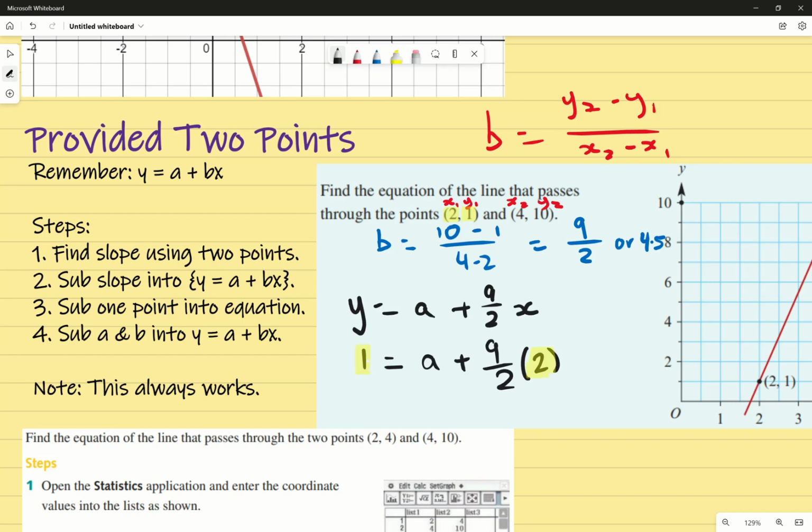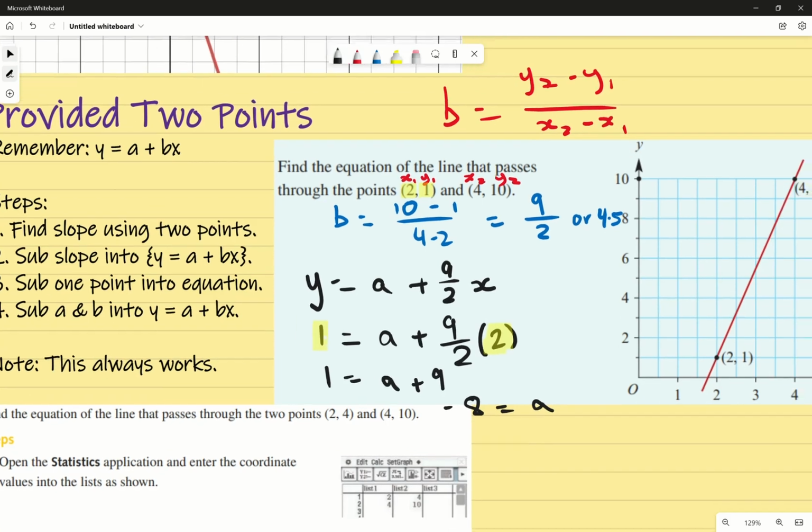Okay. Now we just need to solve for a, because everything else is a constant, it's a number, isn't it? So I'm going to write 1 equals a, and now what's 9 divided by 2 times 2? 9, that's it. Because they cancel each other out, so we end up with this. And so therefore, if I minus 9 on both sides, that gives me negative 8 equals a.